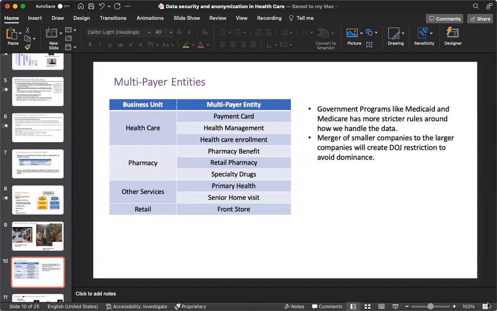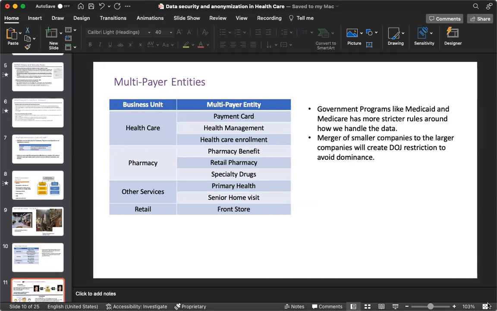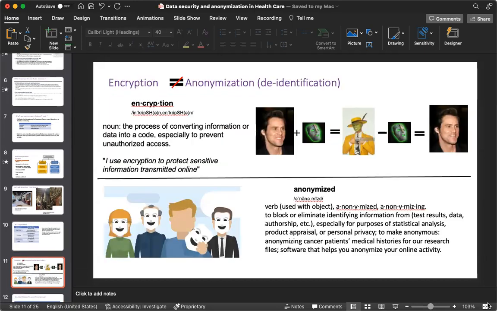When you have different lines of business and do vertical integration, the Department of Justice brings additional complexity: you cannot share certain data from one line of business to another. So we have to secure the data much more strictly than what HIPAA recommends. That's the reason we follow certain implementations. A couple of them are encryption and anonymization, which is de-identification.